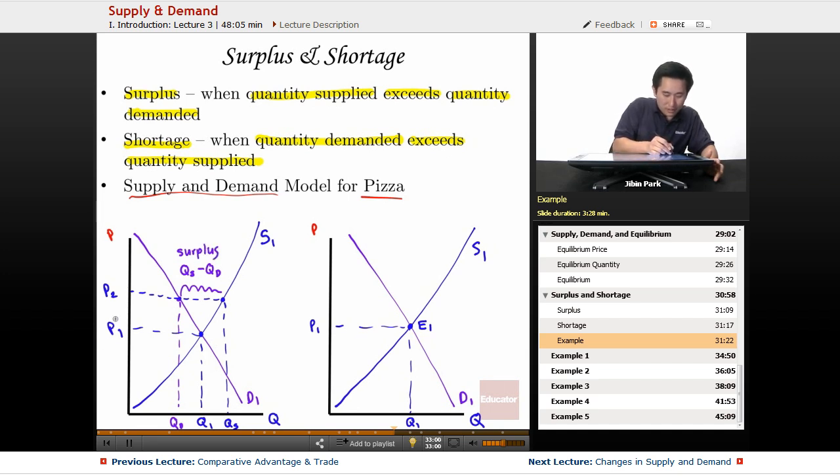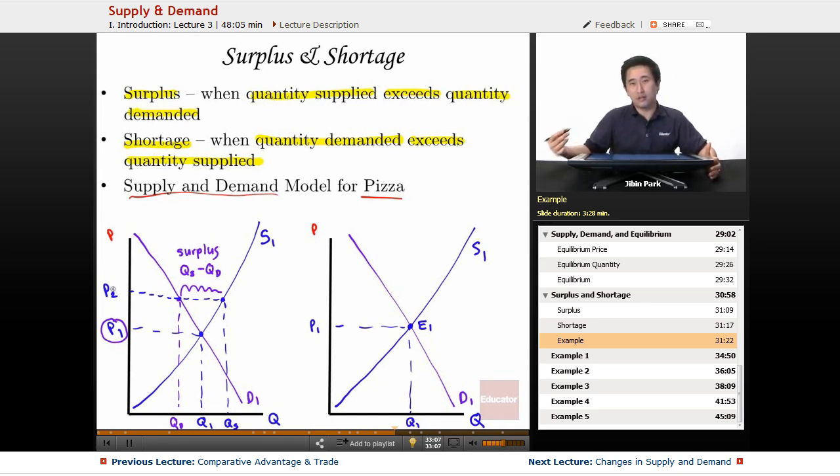So hypothetically, let's say this price was $1 and you're trying to sell pizza at this $2 slice. Well, the market is going to attack. They're not going to like that $2 pizza slice. The market says it's only $1. So you're going to have a surplus of QS minus QD. And basically, if you want to get back to equilibrium, the market solution is to lower the price.